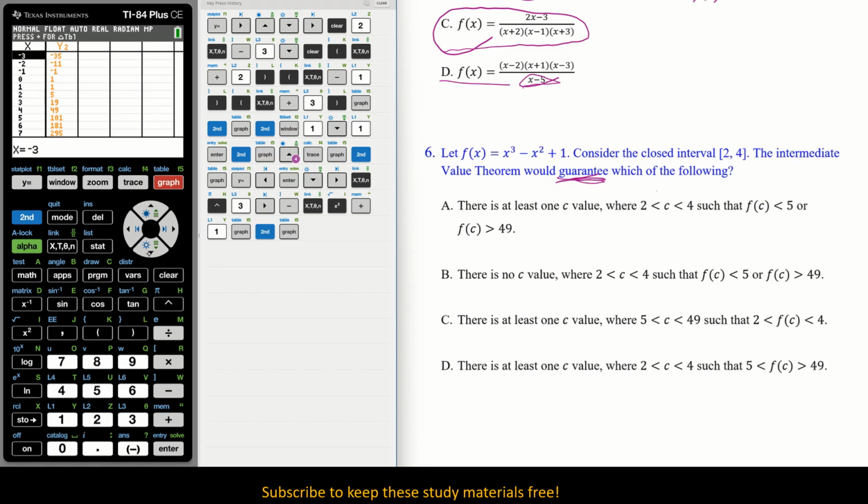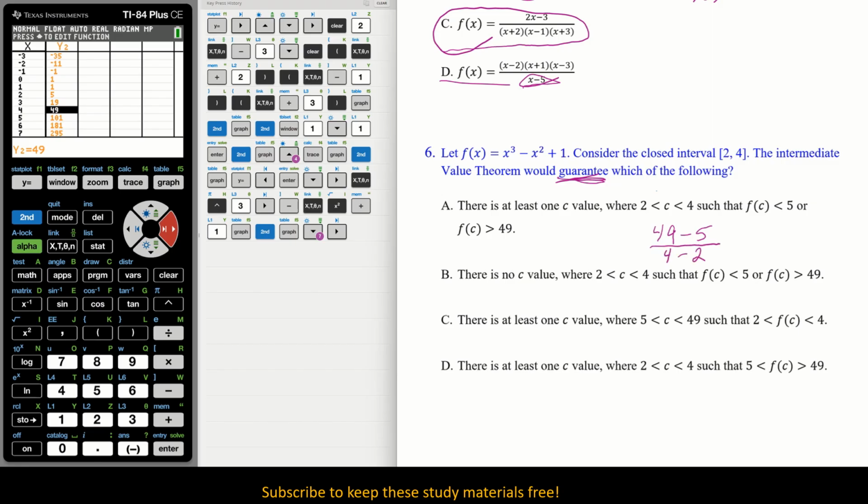And let's look at 2. When x is 2, y is 5. And when x is 4, y is 49. So that gives us reference of our y values. Well, that would be our f of x, right? So when we're considering the slope, what would we have? We would have 49 minus 5 over 4 minus 2.